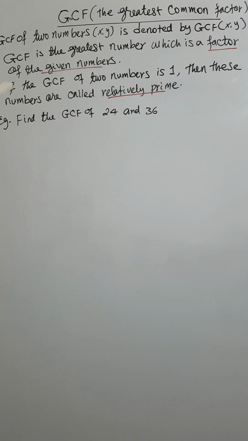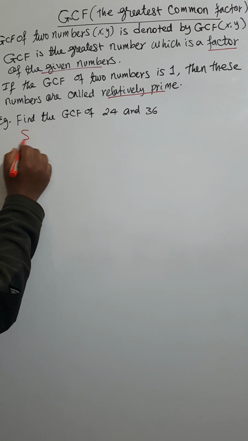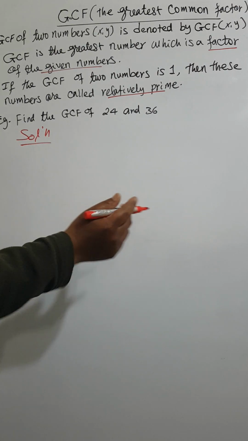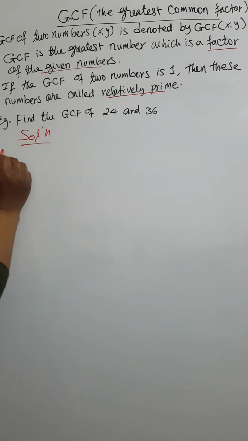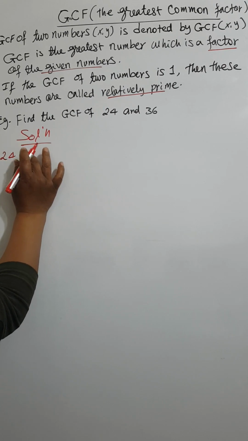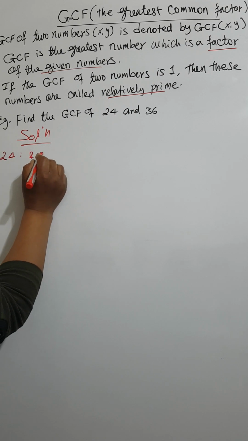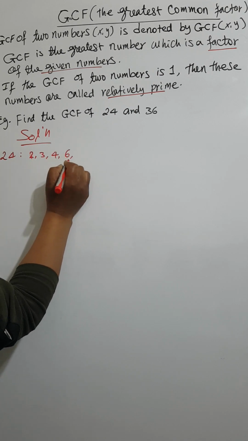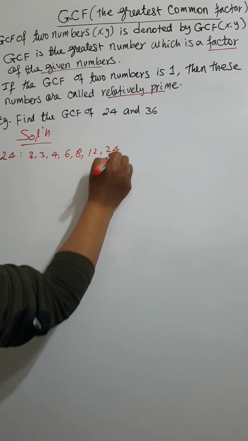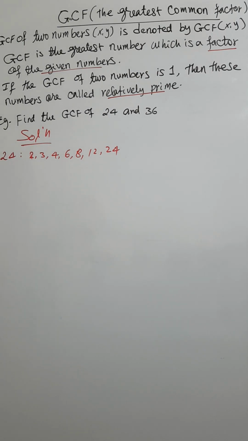Now here it says find the GCF of 24 and 36. Simply, we list out the factors of 24. The factors of 24 include 1, which is actually a common factor, 2, 3, 4, 6, 8, 12, and 24 by itself.